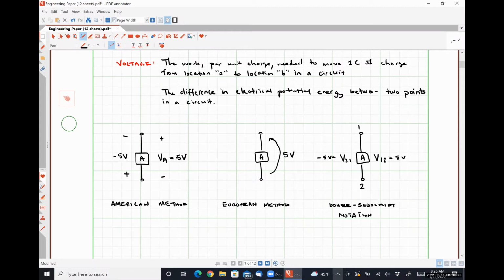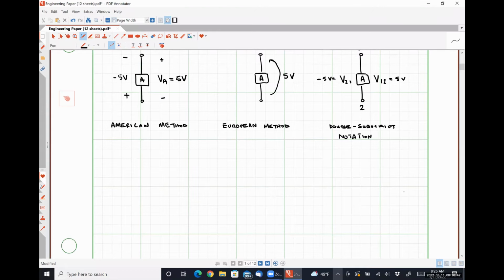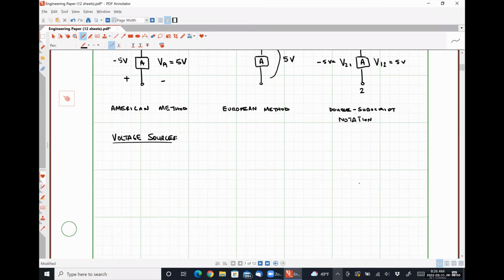So what I want to talk about now is voltage sources. Okay. The different types of voltage sources that we are going to see in this class. So the first one, the one that you are likely familiar with, is this guy right here, which represents a battery.